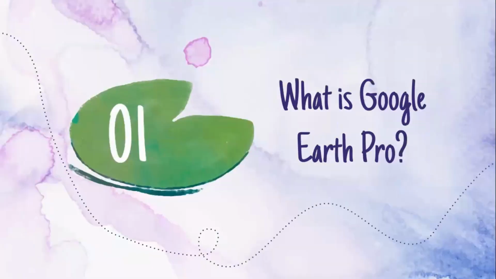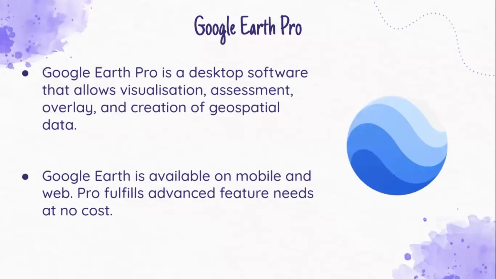So starting off, what is Google Earth Pro? Google Earth Pro is a desktop software that allows visualization, assessment, overlay, and creation of geospatial data. Google Earth is available on mobile and web. Pro fulfills advanced feature needs at no additional cost.